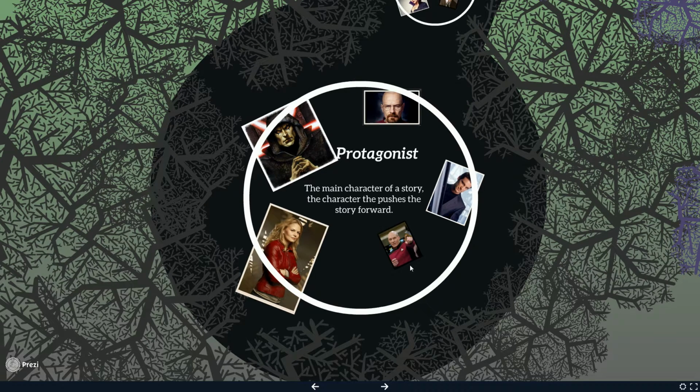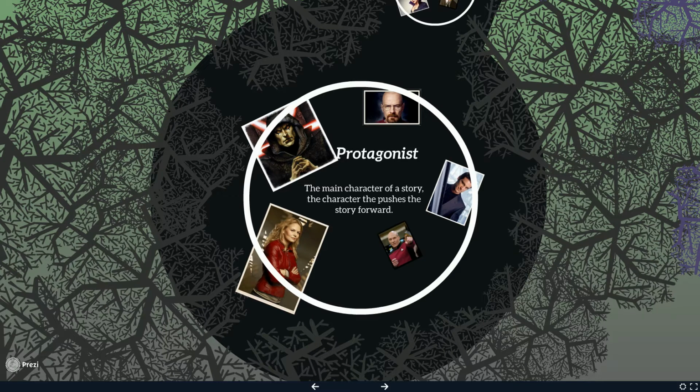So, protagonists. The main character of a story, like these two people here, Darth Bane and Walter White, they don't necessarily have to be what you would call good guys, but yeah, they're the driving force of a story, the main character. So, lots of different examples here.